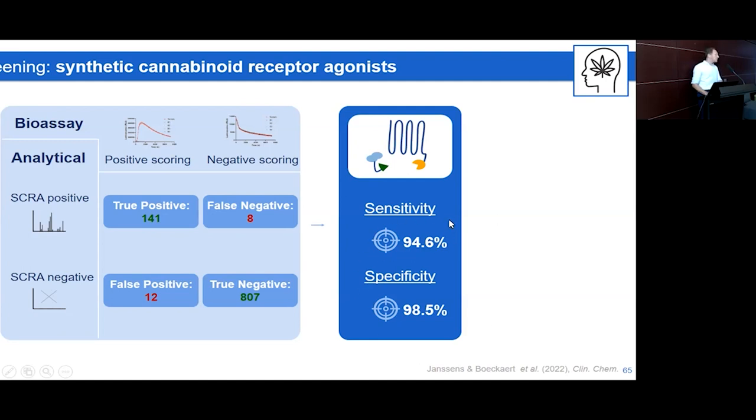Why isn't it perfect? There are some samples that contain trace levels of synthetic cannabinoids, not really enough to be physiologically relevant, you could say, but still present. Those samples were scored positive by the high-resolution MS and we had missed them because there was not enough activity present. So really low trace levels we won't find.